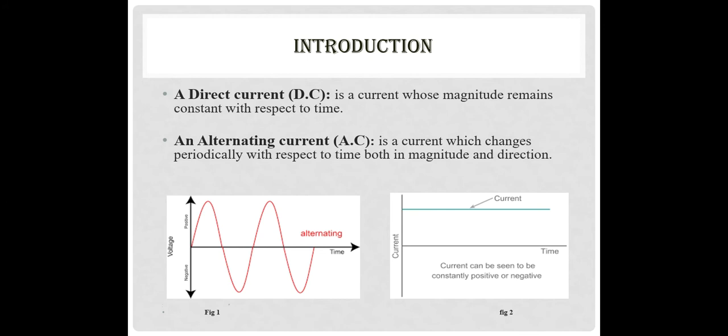So, the first graph over here represents a sinusoidal waveform which is changing periodically with respect to time. So, it represents the alternating current. The second graph over here, the straight line parallel to the time axis, is not changing with time. So, it is the graph of direct current. So, proceeding to the next slide.